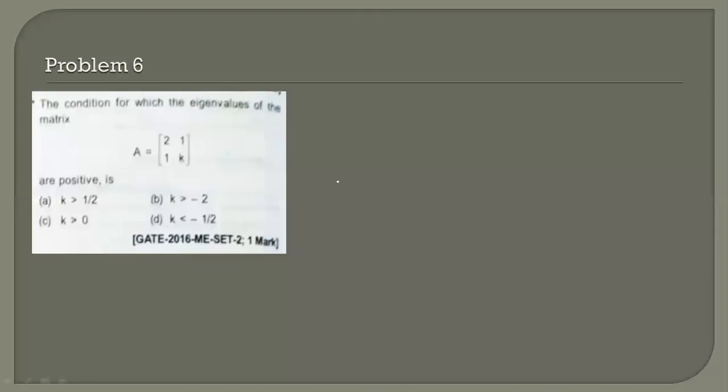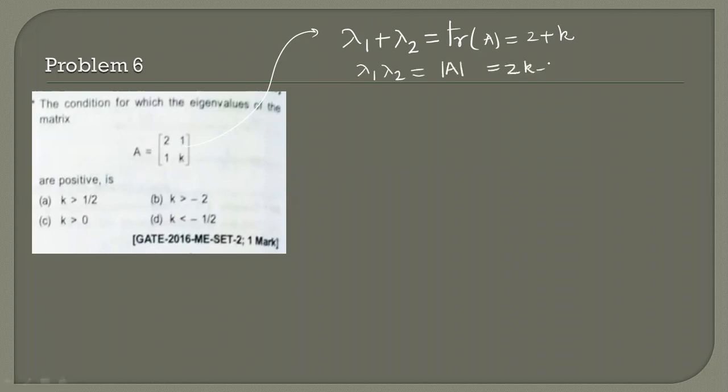Okay, problem 6 is the condition for which the eigenvalues of this matrix are positive. See, it's a 2 cross 2 matrix. So we know that the sum of eigenvalues is equal to the trace of the matrix. It means it will be 2 plus k only. And the product of eigenvalues is the determinant of A, which is equal to 2k minus 1.